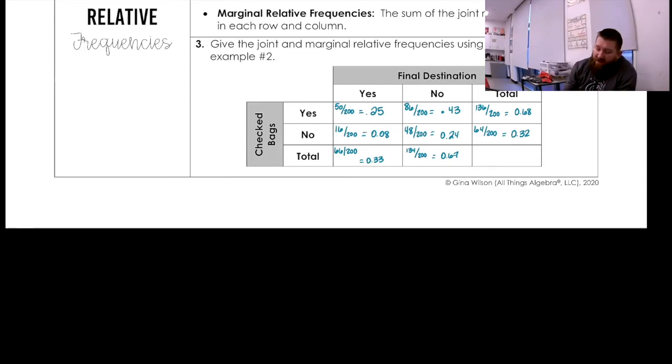And then down here in the bottom, it would be 200 divided by 200. So this should always be 1.0. Every time, that bottom right corner should be 1.0 because it's 100% of the entire population from this data set.